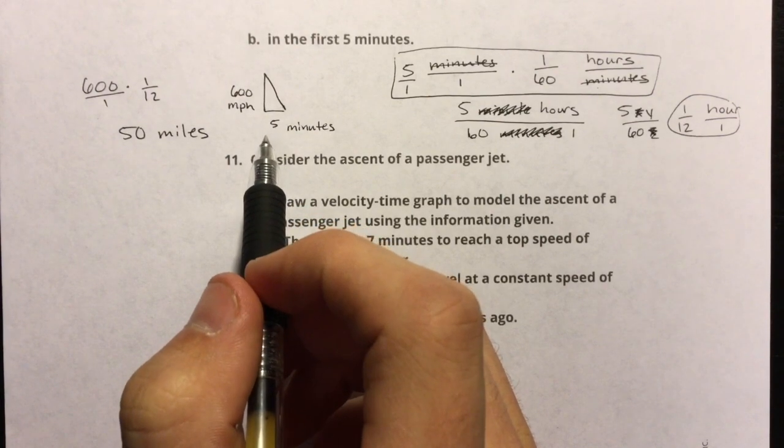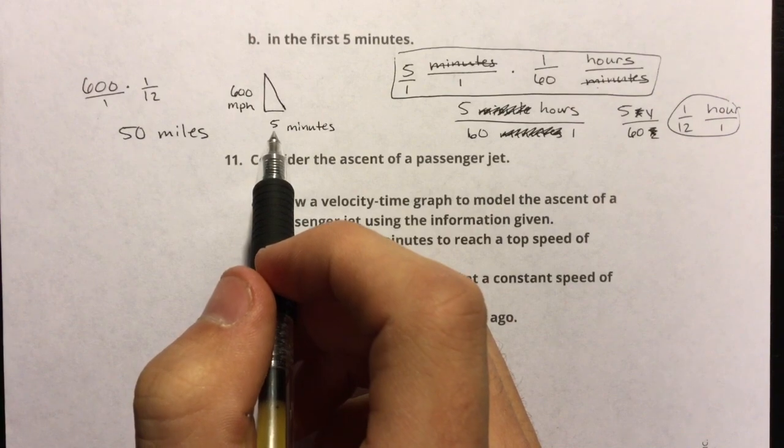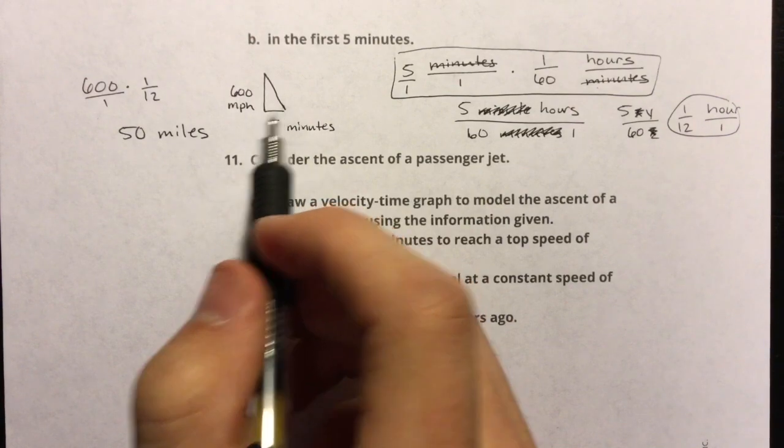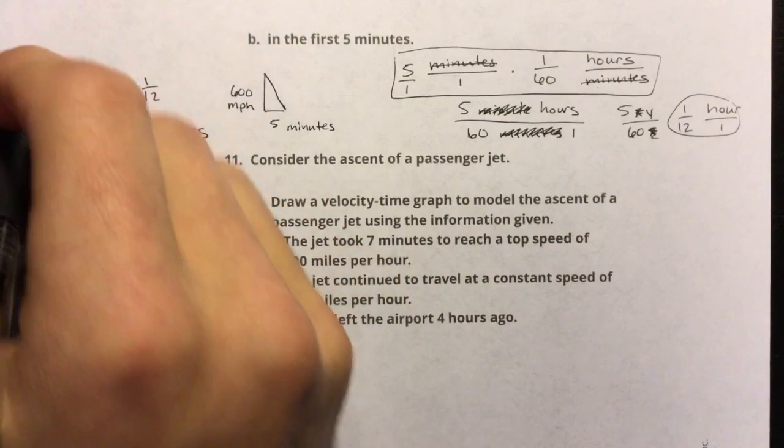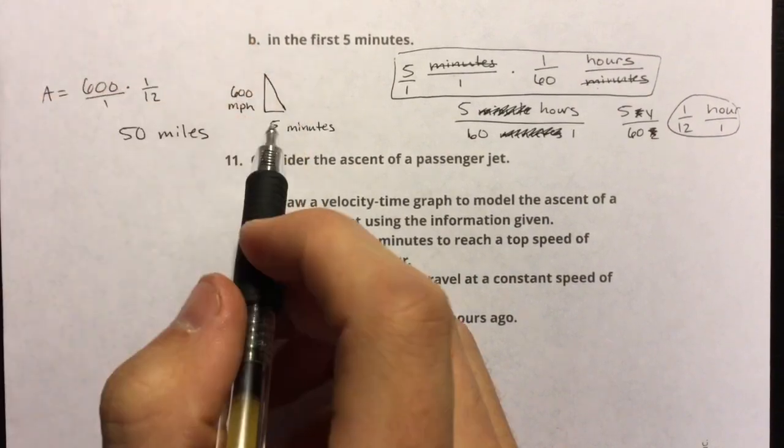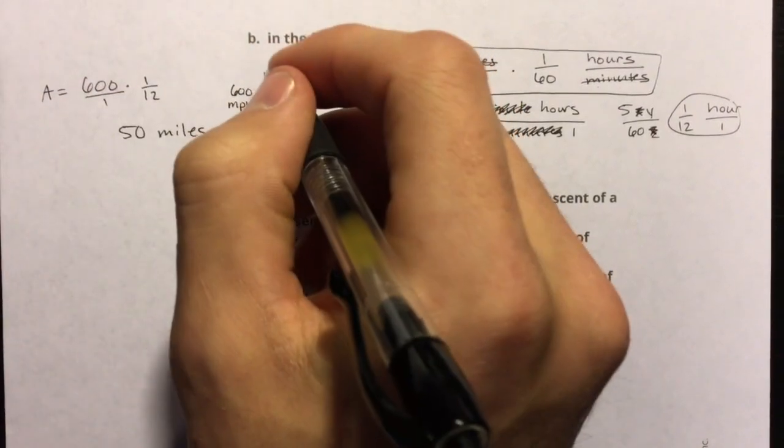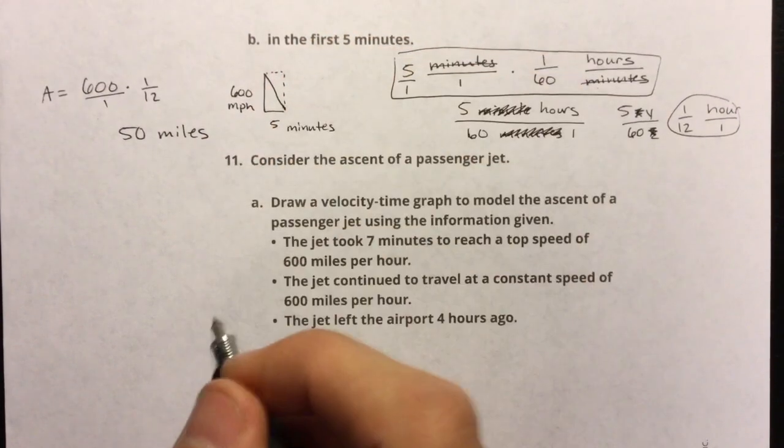Oh shoot, did I do something wrong here? Hang on one second. Oh yeah, this is a triangle. So this 50 miles isn't our answer. That answer would be right if it was this box, but it's not.